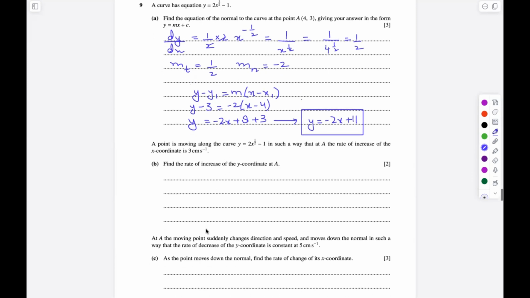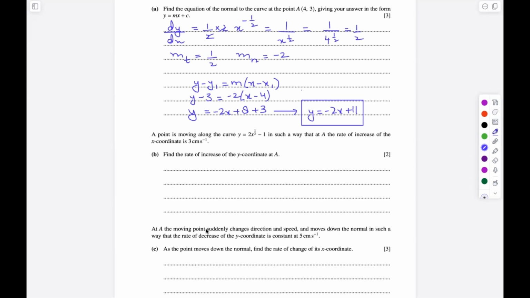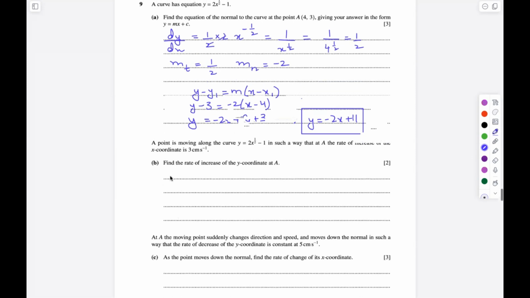In part B, it says the point is moving along the curve in such a way that at A, the rate of increase of x coordinate is 3 centimeter per second. We have to find the rate of increase of the y coordinate at A. Now, the rate of change basically is given by the formula dy by dt is equal to dy by dx multiplied by dx by dt.